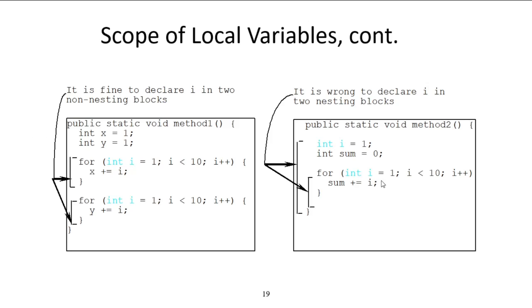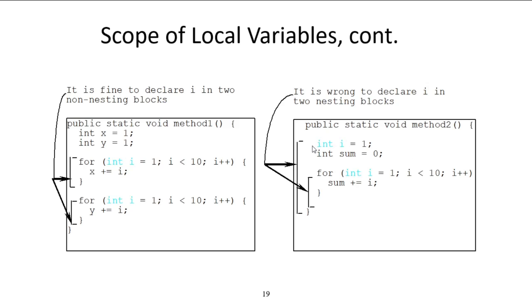On the right side, though, we have nesting blocks. We have the block of the method 2 between these two braces. And inside the static void method 2, we have a for loop. This is a nested loop inside the method.